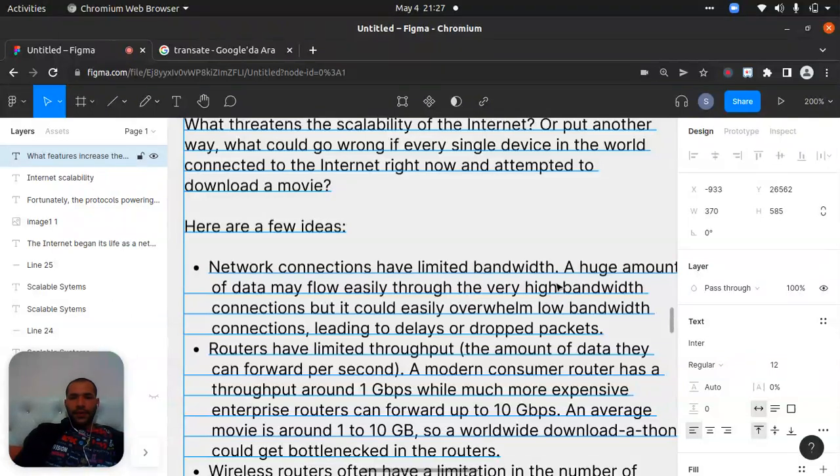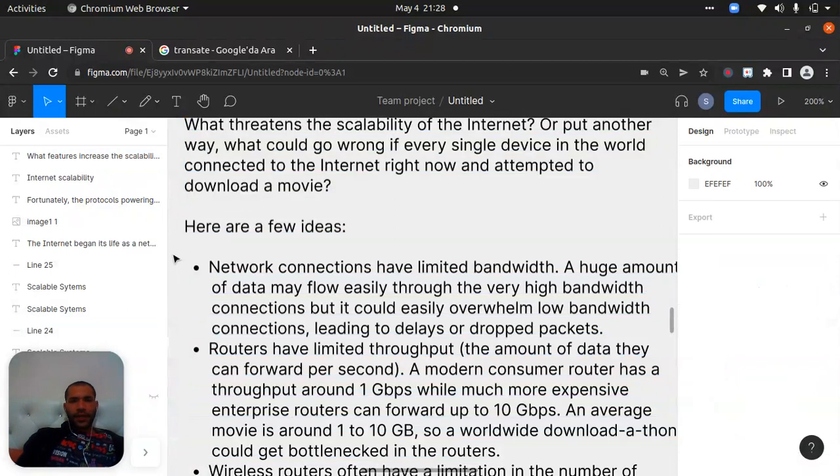Network connections have limited bandwidth. A huge amount of data may flow easily through very high bandwidth connections, but it could easily overwhelm lower bandwidth connections, leading to delays or dropped packets. This is one scenario.